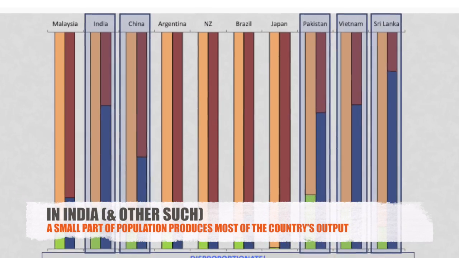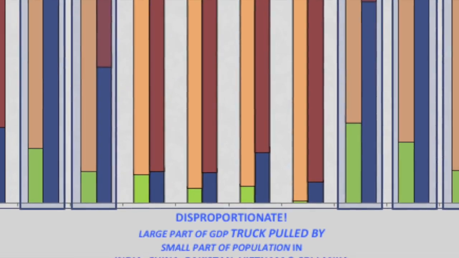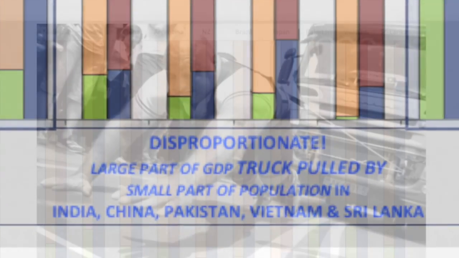Pretty much the same in other countries like China, Pakistan, Vietnam, Sri Lanka, where small urban populations contribute much bigger GDP proportions.